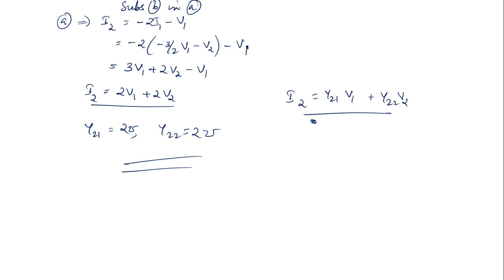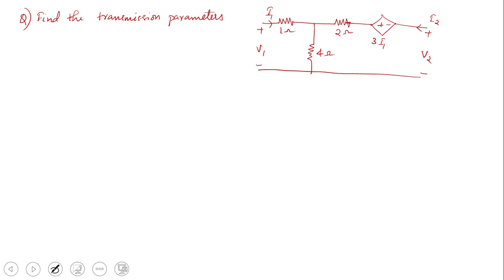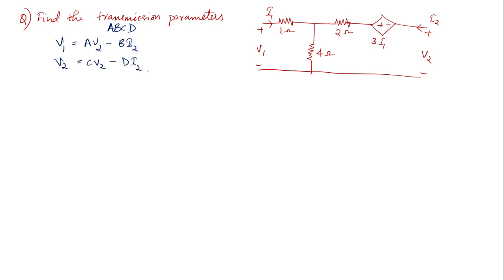We can do one more problem based on dependent sources. You can just see over here, this is another problem based on the dependent sources. If you're writing down, you need to find out the transmission parameters. Transmission parameters are also called the ABCD parameters. So that is V1 is equal to AV2 minus BI2 and V2 is equal to CV2 minus DI2.